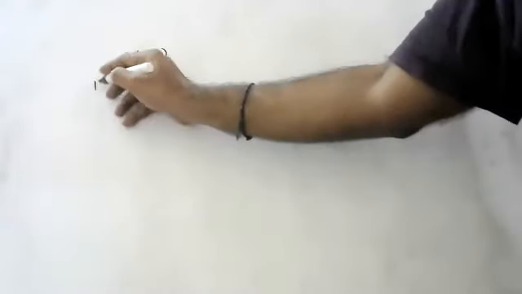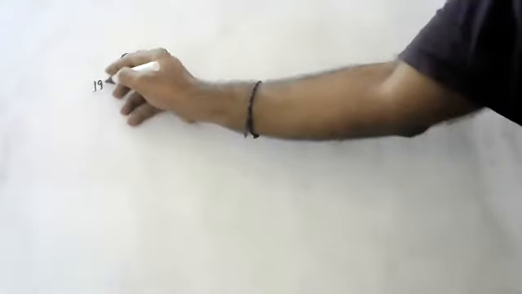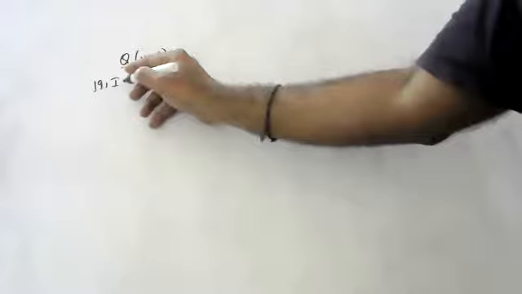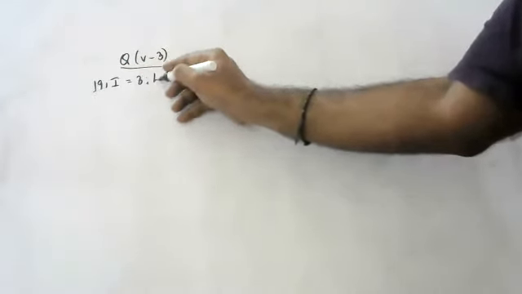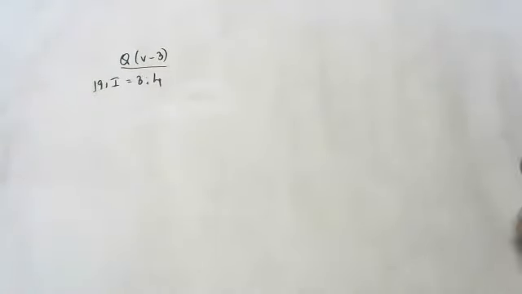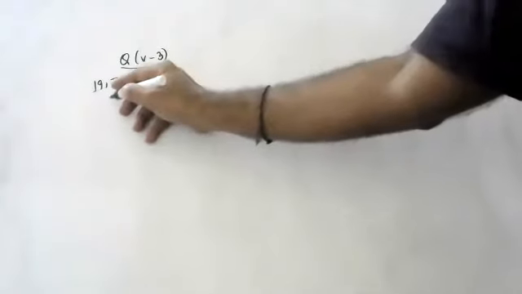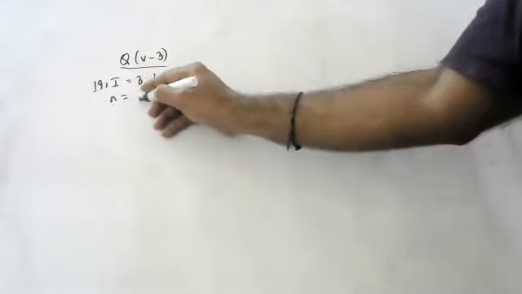Yes, sir. There are two polygons such that the ratio between the measures of their interior angles is 3 is to 4, and the ratio between their number of sides is 1 is to 2. Each polygon has how many sides? So this is the question.